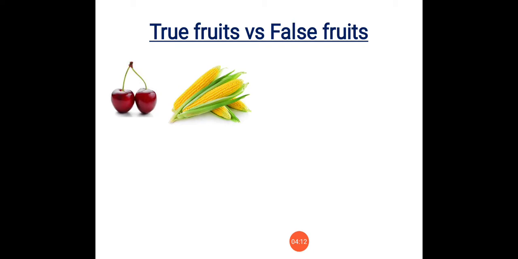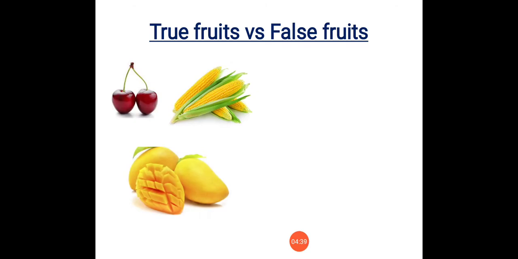Some fruits are developed not only from the ovary, but from other parts as well. Such fruits are called false fruit. The fruits that develop from the ovary are called true fruits. For example, cherry, maize, mango.